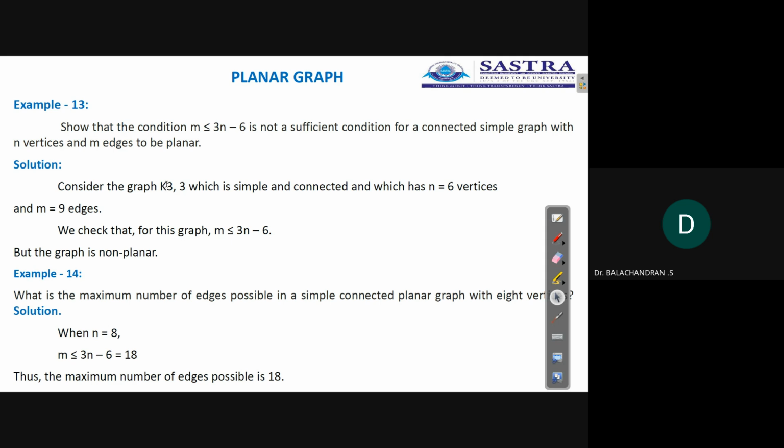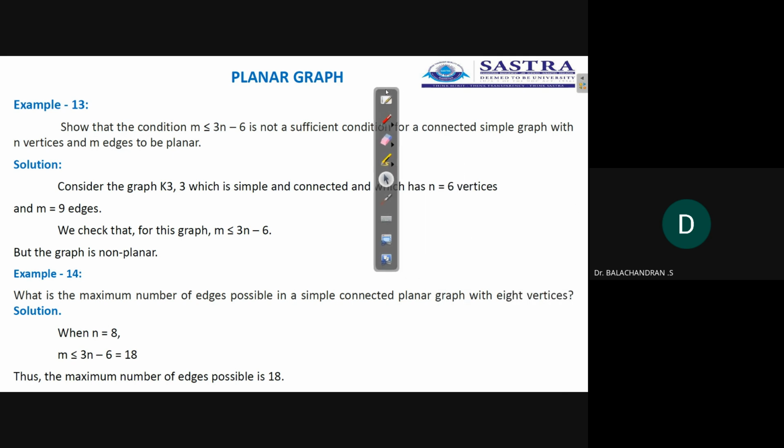Okay, next problem, 14th problem. What is the maximum number of edges possible in a simple planar graph with 8 vertices? The number of vertices is 8, and they're asking for the maximum number of edges. So again, I'm going to use the result m is less than or equal to 3n minus 6. If I substitute 8 here, 24 minus 6 is 18. So the maximum number of edges possible is 18.